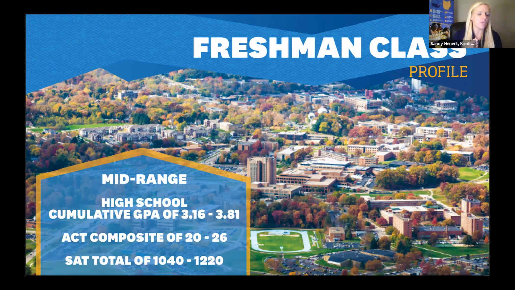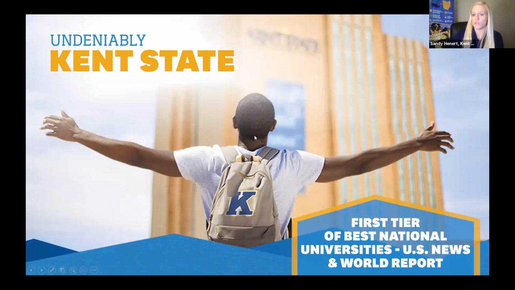Our students have between a 3.1 and a 3.8, between a 20 and 26 on the ACT, and a 1040 and a 1220 on the SAT. Again, since we have gone test optional, these test results will be very different this next year, but this is just to give you an idea. Now, if you have less than what you're seeing, that's okay. We have a lot of students above that, a lot of students below that. Again, this is just our average for our first year students from last year.